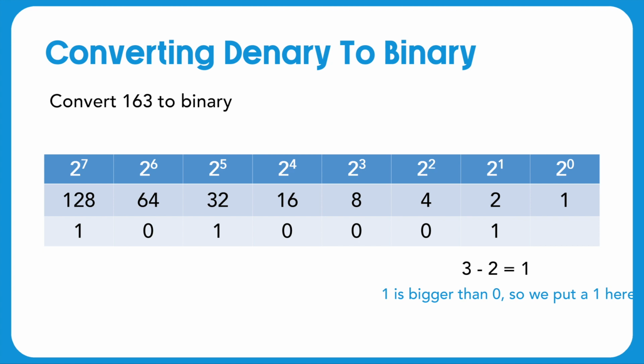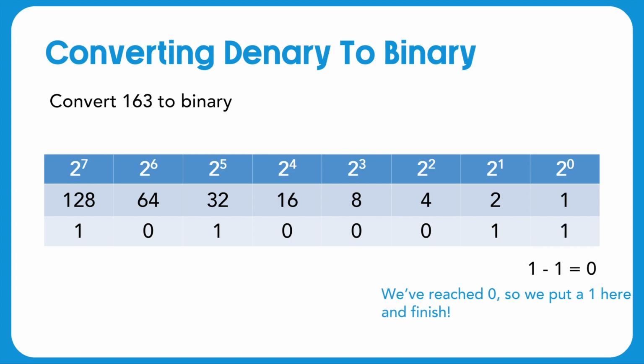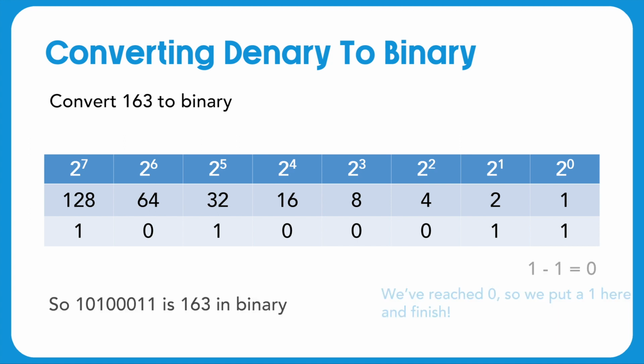We're now on the final column, which is a 1, so we subtract 1 from 1, which gives us 0, so we put a 1 under the final column. As we've now reached 0, we're done. If we had any more columns on the right-hand side, we'd simply put a 0 in the rest of them, but given that we're at the end of this table, we don't have to worry. So now we can pull all of these numbers out of the table so that we get a binary value of 101000011, which is 163 in binary.